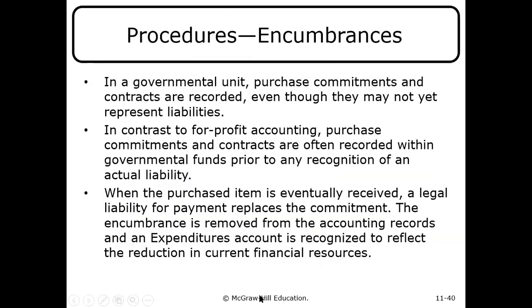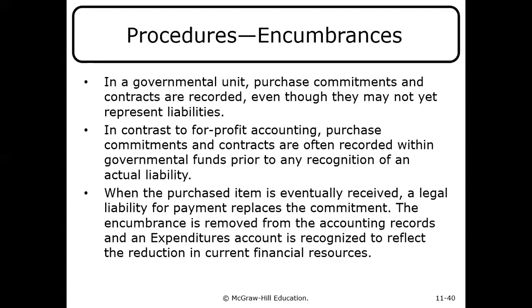Now, in a governmental unit, purchase commitments and contracts are also recorded. They're called encumbrances. So even though we may not have a liability yet, may not have received something, we have to record the commitment. We do this in government accounting. We don't do this in regular accounting. We often wait and record anything to do with this in regular accounting when we actually get the purchase. And you can see in the third bullet point.